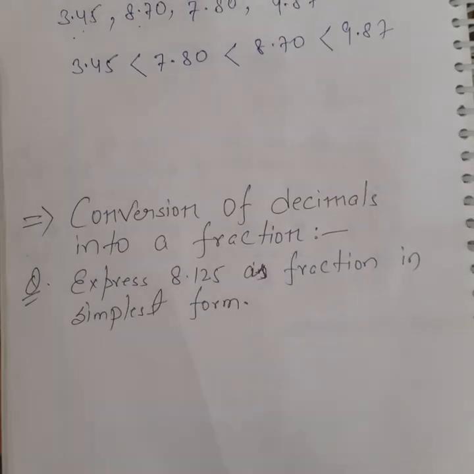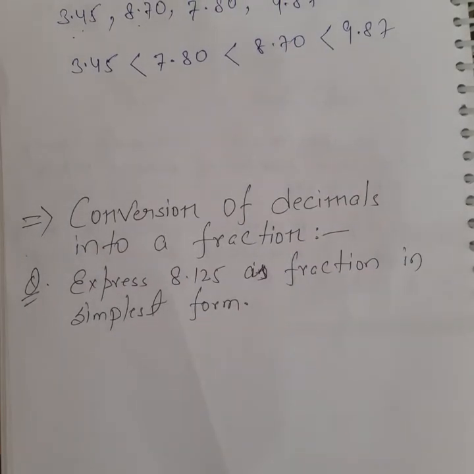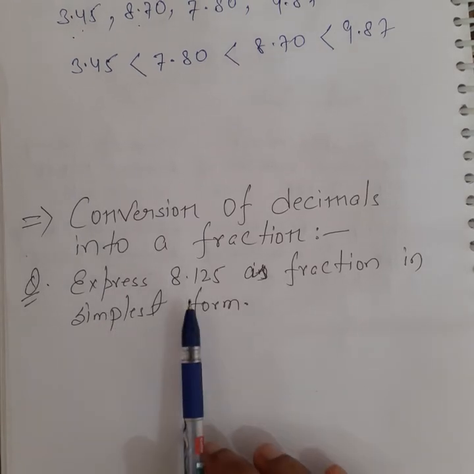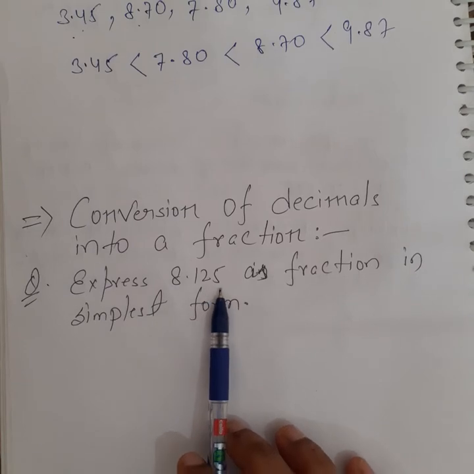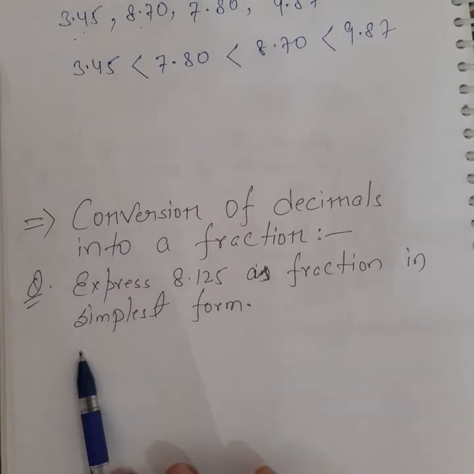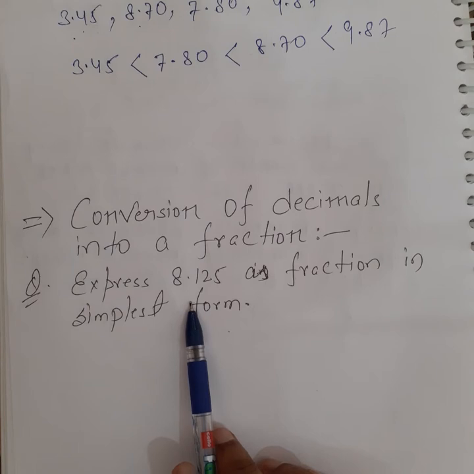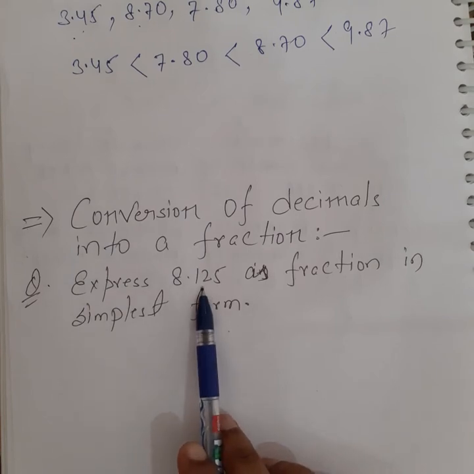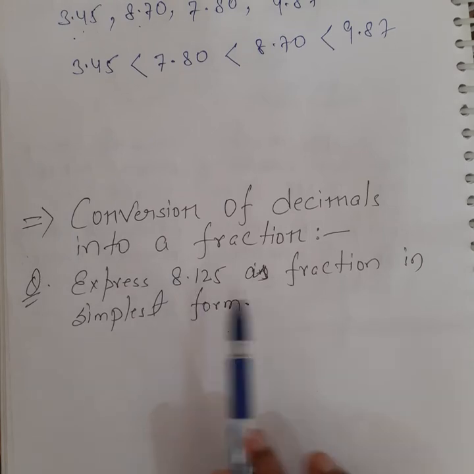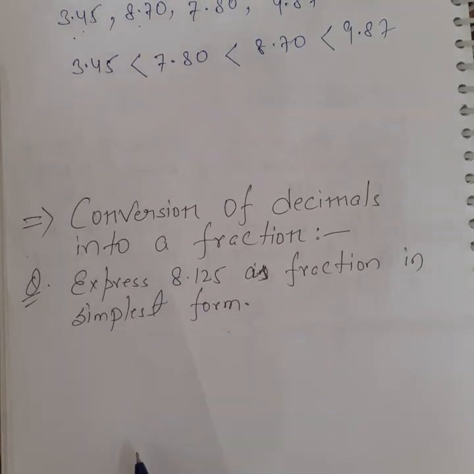Next we learn conversion of decimals. How do we convert a decimal into a fraction? We have to express 8.125 as a fraction in the simplest form. First we have to express 8.125 in fractional form, then we have to convert it into its simplest form.